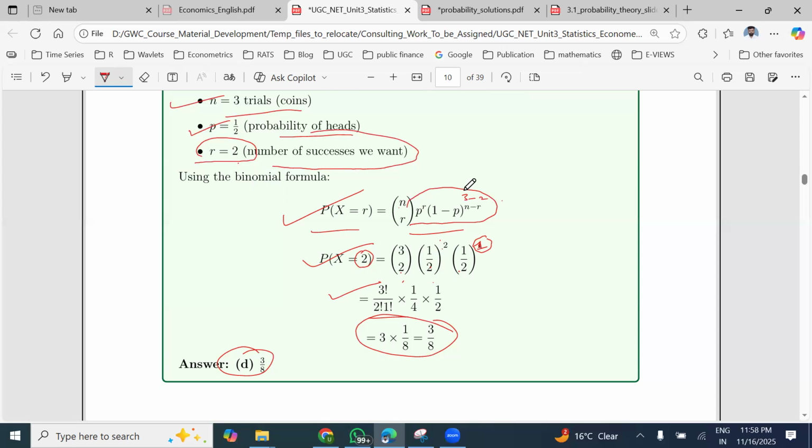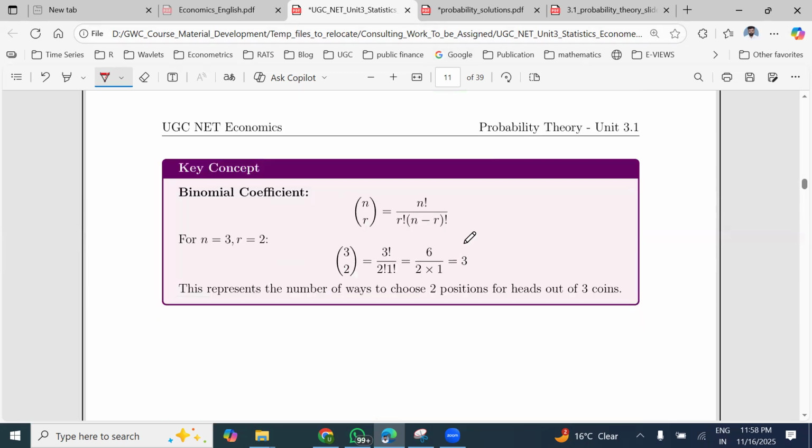So we'll stop over here and see how we can proceed faster. For the binomial coefficient, only you have to remember this. For n equal to 3 and r equal to 2, 3 factorial upon 2 factorial into 1 factorial, that is 6 upon 2 into 1, that is 3. So this represents the number of ways to choose 2 positions for heads out of 3.